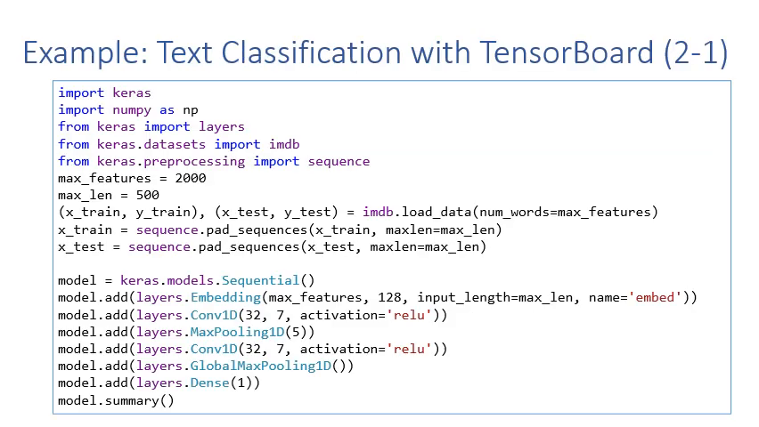Let's train a model with TensorBoard. Let's use the IMDb example, which is a binary classification, to classify a review as negative or positive, right? So we load the IMDb data and pad the input sequence, and then we build a simple model using the Sequential function. Then use Embedding, Conv1D, MaxPooling1D, Conv1D, and GlobalMaxPooling1D. Finally, the output is a one-dimensional output of a dense layer.